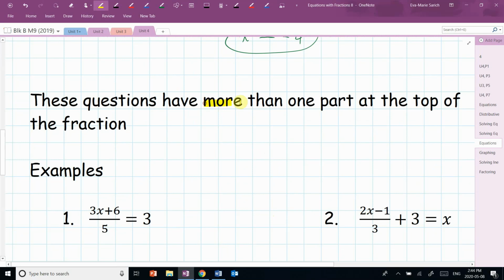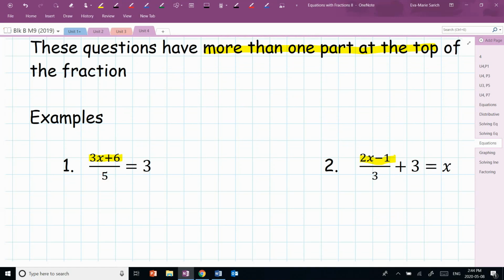Okay, the difference today with the kinds of questions that we're going to see is that these questions have more than one part at the top of the fraction. So see what we have here at the top of this fraction, 3x plus 6, 2 parts at the top. The next one of the fractions has 2x minus 1. So more than one part at the top. It's really solved exactly the same way. We just have to be careful what we're multiplying.